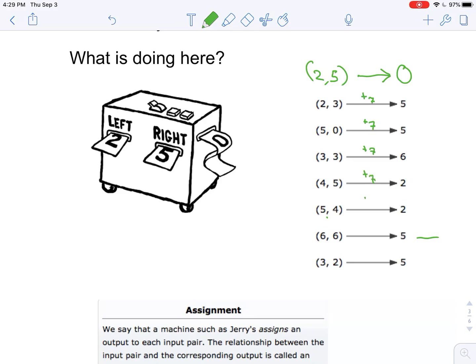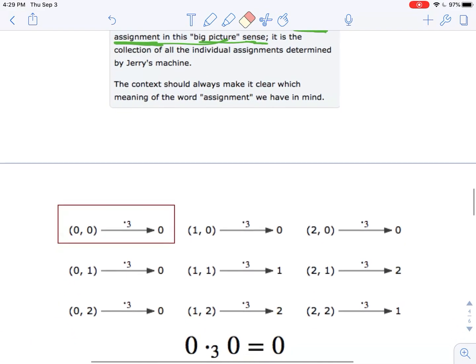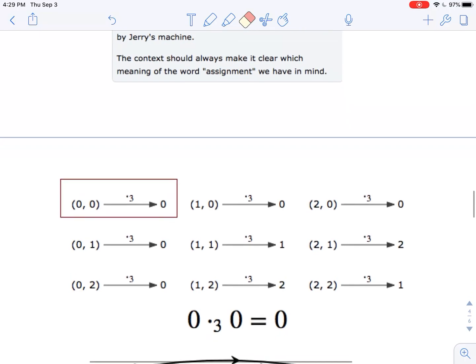Now, for that reason, sometimes on these little arrows, you'll actually see the operation. When you see the operation right there, you'll know exactly what's going on, of course. So, I hope that makes some sense to you here. So, consider these assignments here.